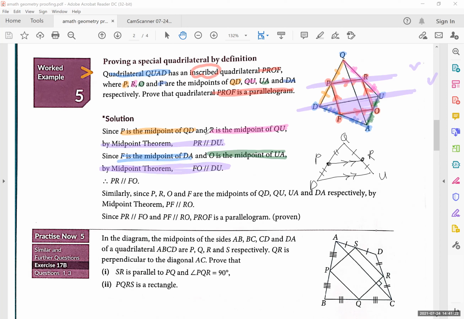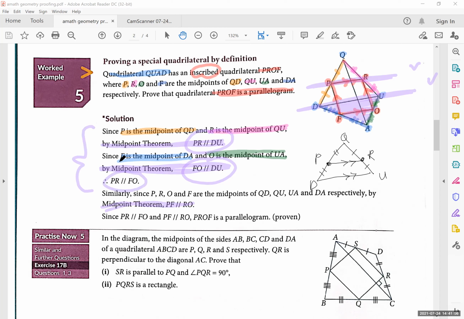So if we know that PR is parallel to DU and FO is parallel to DU, and DU being the common parallel line, therefore we can say that by midpoint theorem, PF is parallel to RO. Why? How come they know? Because, right, this is all midpoints. We already derived this and we know that PR is parallel to FO.